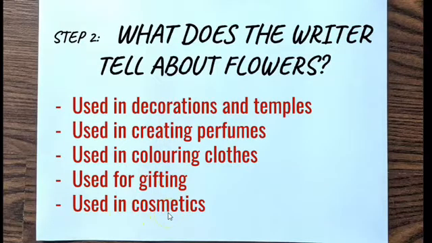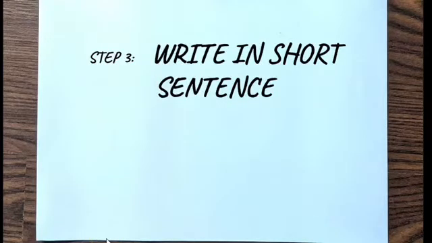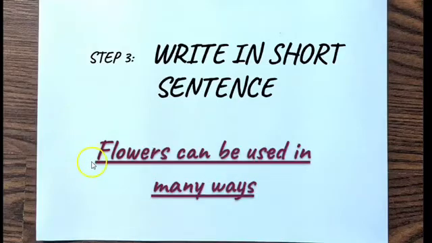Do you find a common pattern in these details? Do you think the author is speaking about the uses of flowers? That's right. The writer is speaking about many ways the flowers can be used. So that brings us to step 3. We'll write this in a short sentence. We can write the main idea like this. Flowers can be used in many ways.